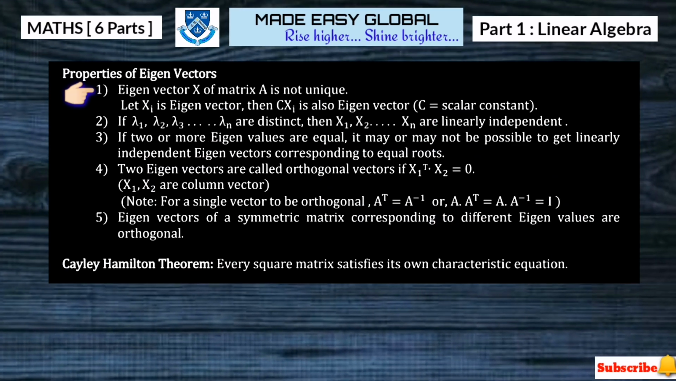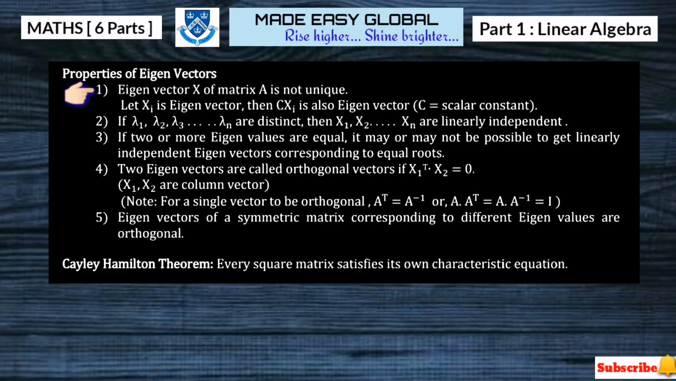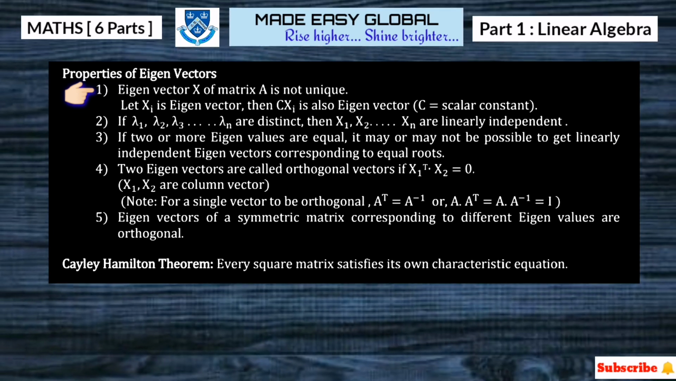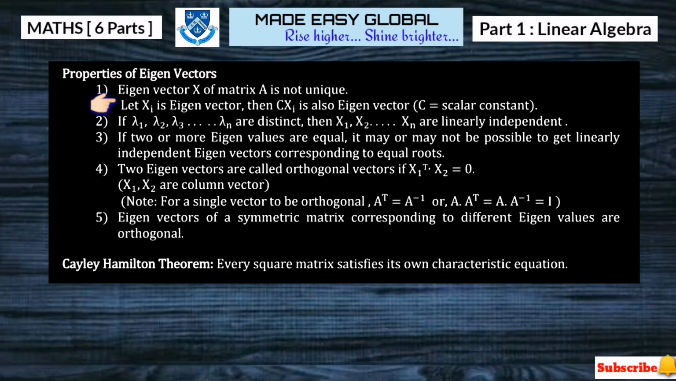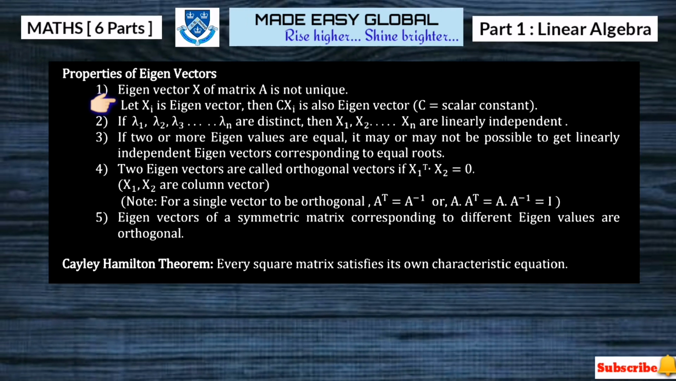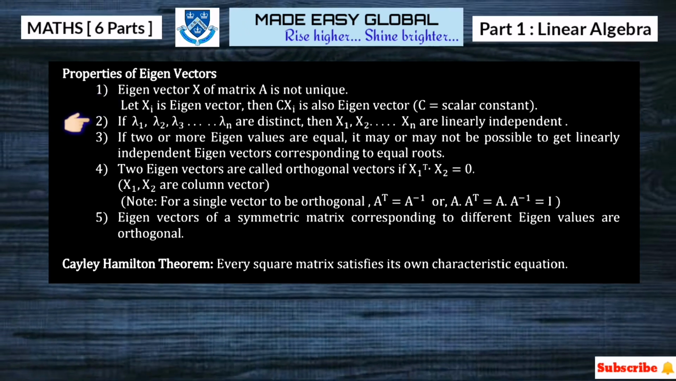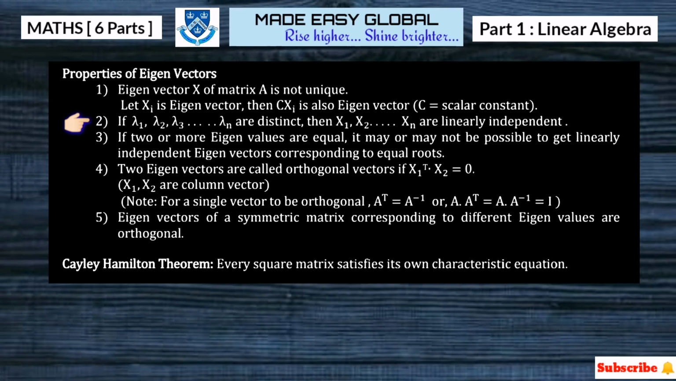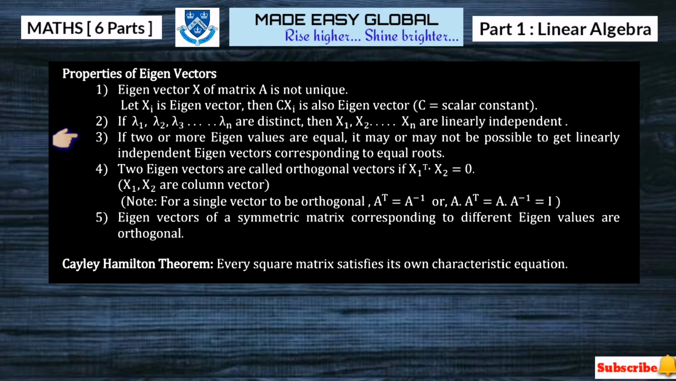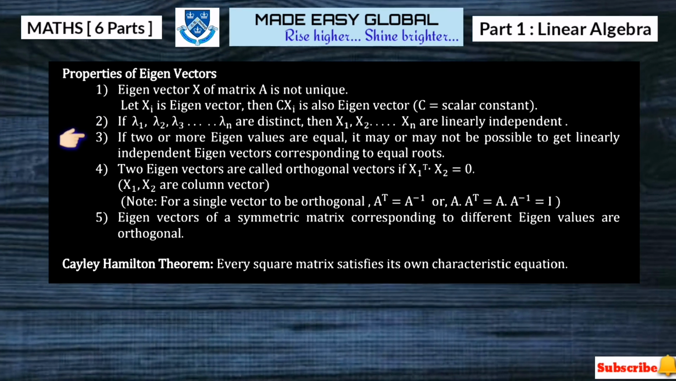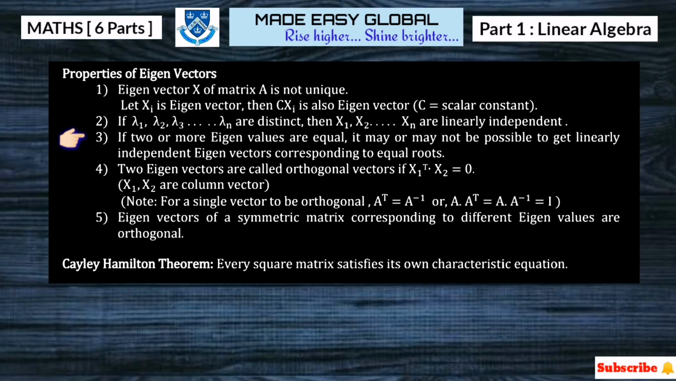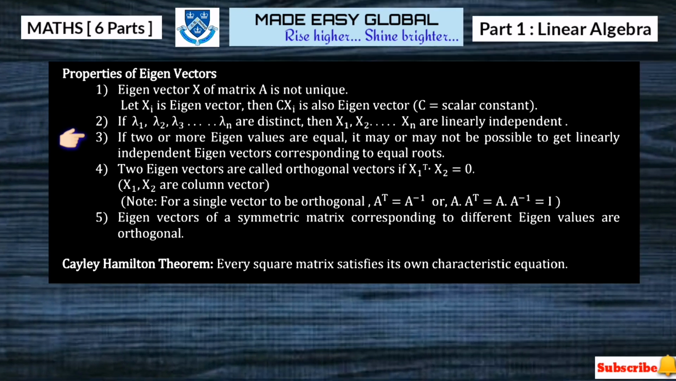And these are some important properties of the eigenvectors. First, the eigenvector X of matrix A is not unique. Let xi be an eigenvector, then c xi is also an eigenvector, where c is a scalar constant. Then, if lambda 1, lambda 2, up to lambda n are distinct, then x1, x2, up to xn are linearly independent. Third, if two or more eigenvalues are equal, it may or may not be possible to get linearly independent eigenvectors corresponding to the equal roots.